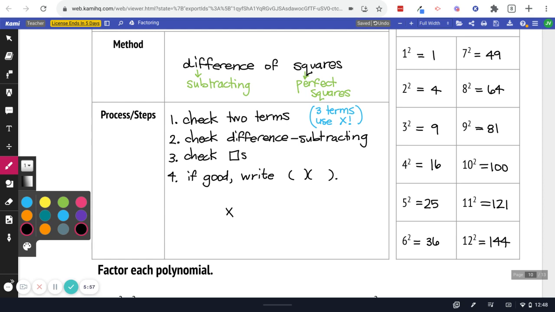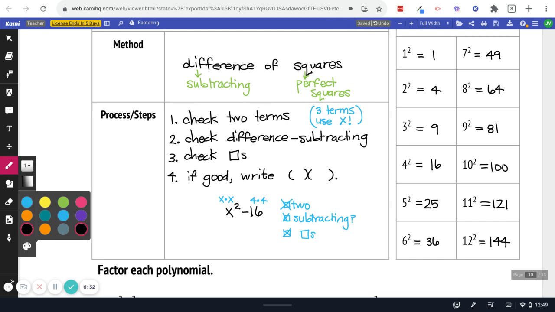So here's an example. Let's say we had x squared minus 16. Do we have 2 terms? Yep. Do we have subtraction? Yep. Do we have squares? X squared is definitely a perfect square. 16 is also a perfect square. So in this first one, x squared is x times x, and 16 is 4 times 4. And so we definitely have squares here.